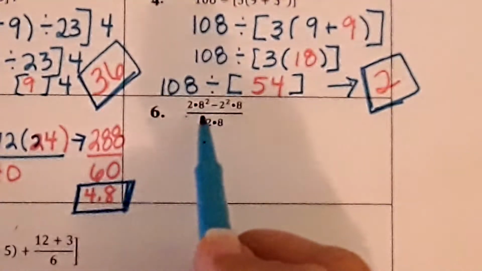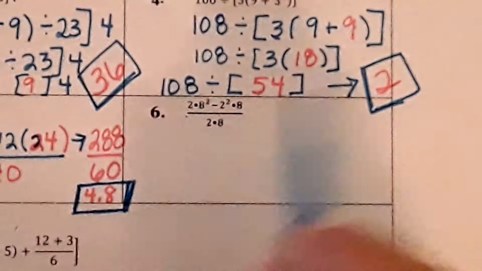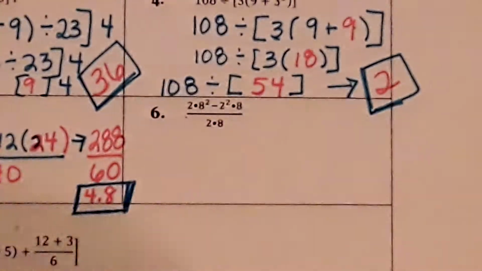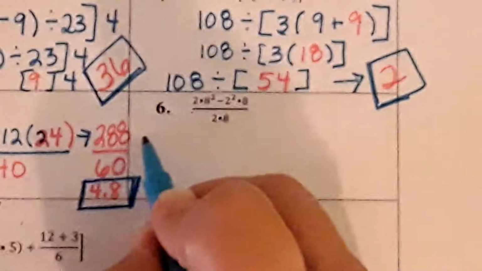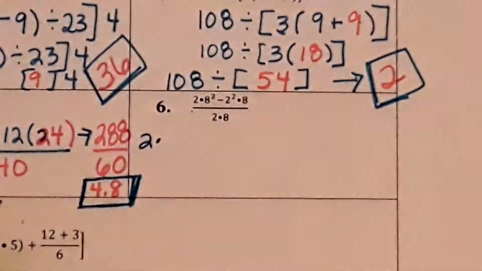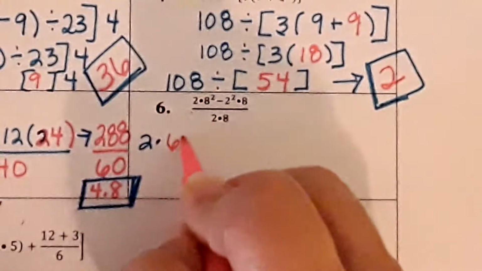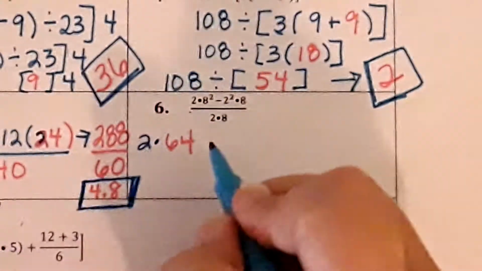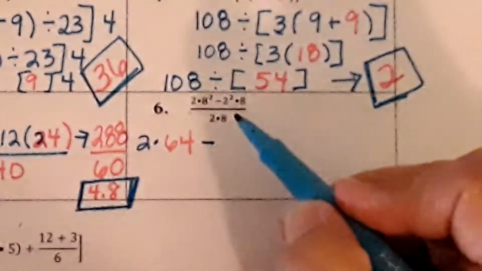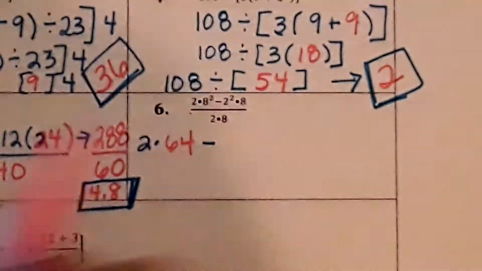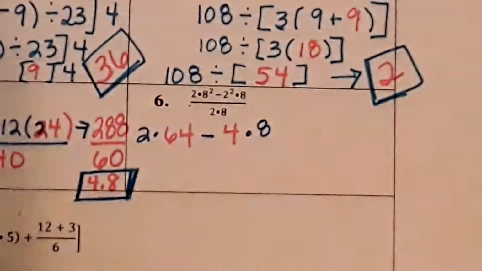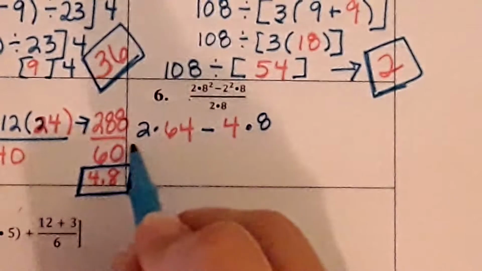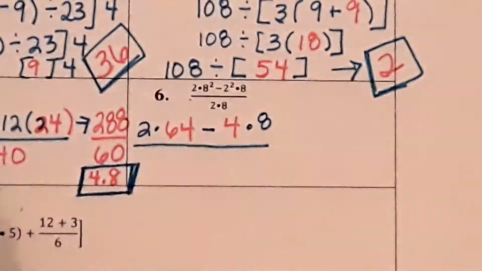Yes. I have an 8 squared and I have a 2 squared. So I'm going to leave it as 2 times, but 8 squared is 64. I'm going to leave that minus sign. And then I have 2 squared, which is 4 times 8. And I'm going to put that all over, and then we'll come back and do the bottom.